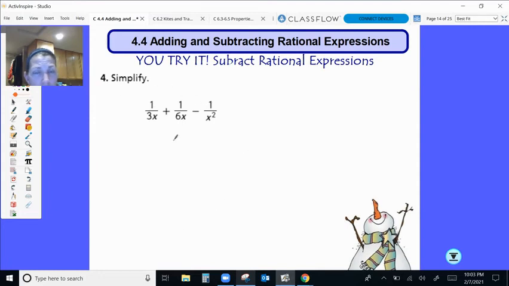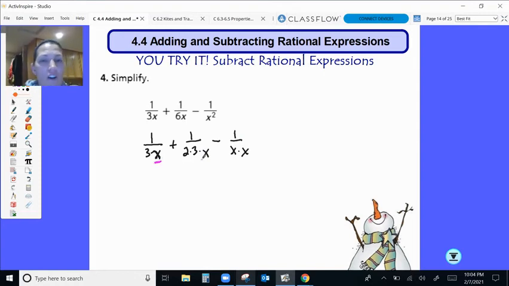All right, so here's a tricky one. This is 3 terms long here. We have to find a least common multiple between 3x, 2x, and x squared. So this is kind of another one where you can say, well, I have 1 over 3 times x, plus 1 over, and if I factor the 6 out, 2 times 3 times x, minus 1 over x times x, okay?